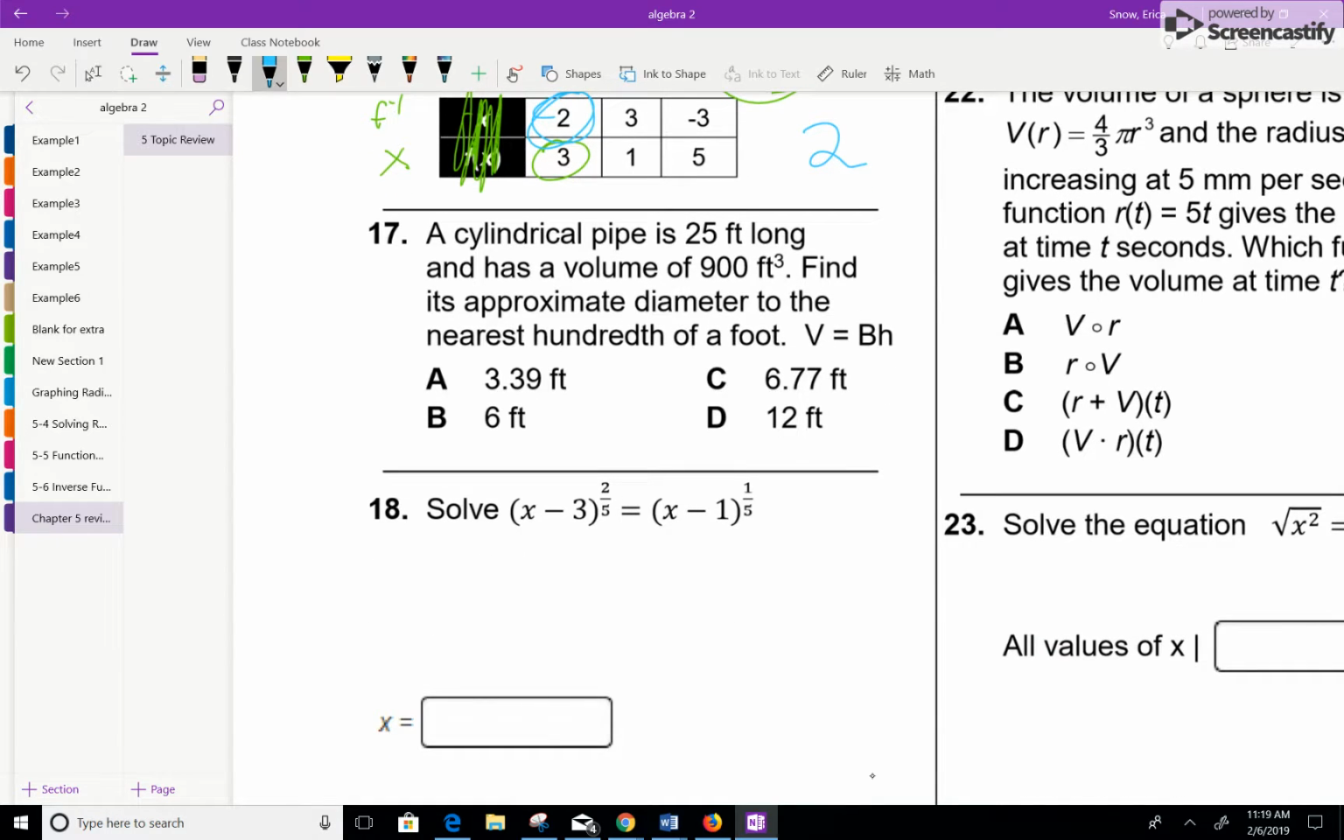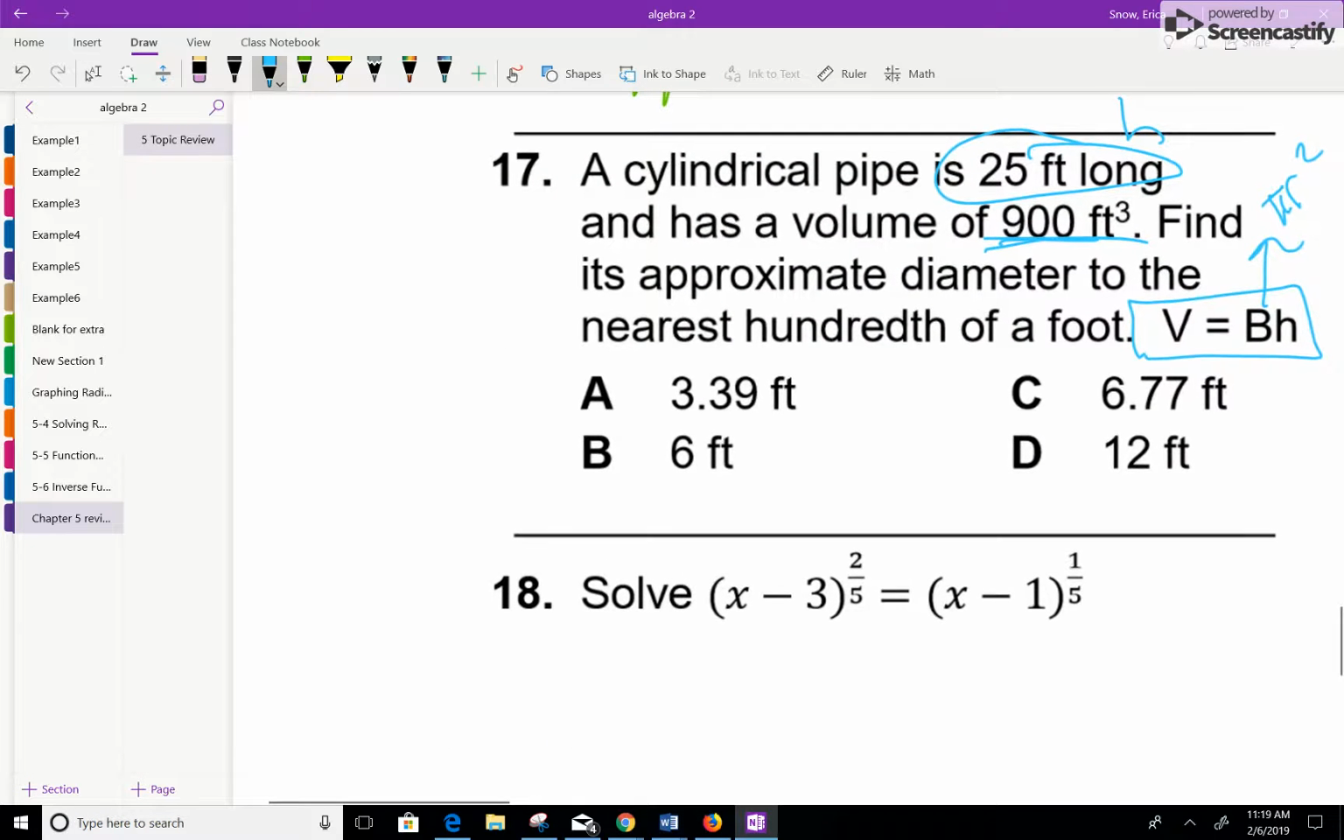This one, a cylindrical pipe is 25 feet long and has a volume of 900 feet cubed. What is the approximate diameter to the nearest hundredth of a foot? So volume is base times height, but you need to know that the base of a cylinder is a circle, which is pi r squared. So if this is the volume and this 25 foot long is our height, I'm going to zoom in over here to do this one. So we're going to have 900 equals our base, which is pi r squared, times our height, which is 25.